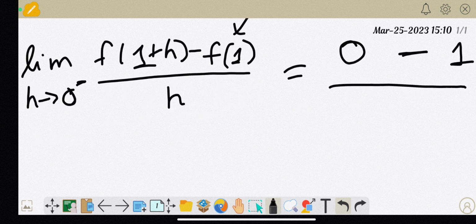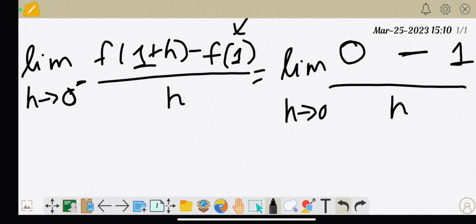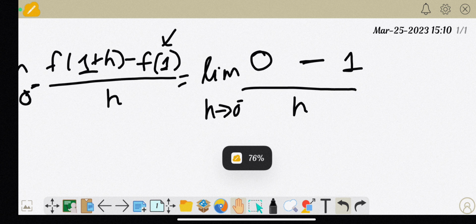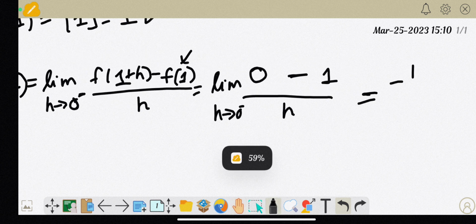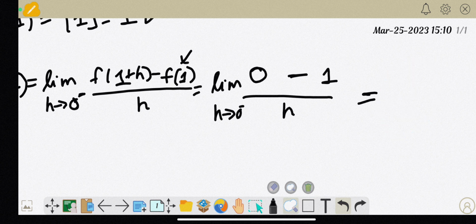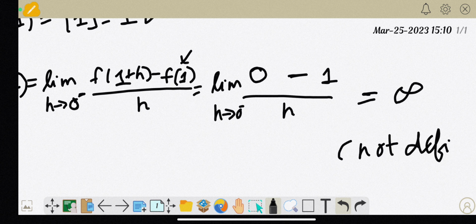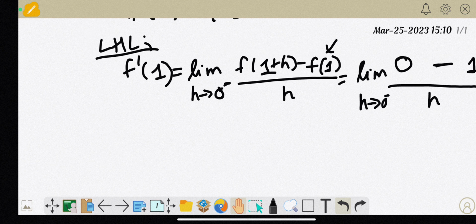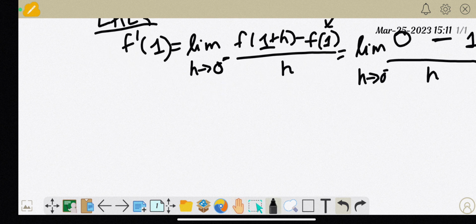Then divided by h, and you have to write this also, limit h tends to 0 minus. So if I apply the limit now, minus 1 by 0, it's not defined. So infinity, it's not defined. Here itself you can conclude it, still let's find out the right hand derivative.